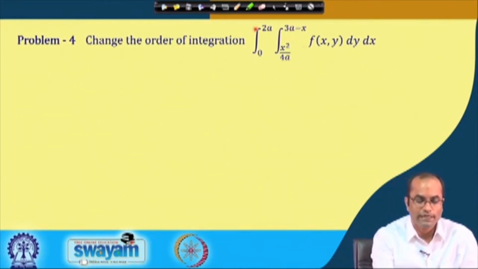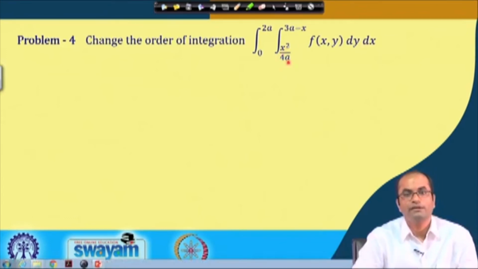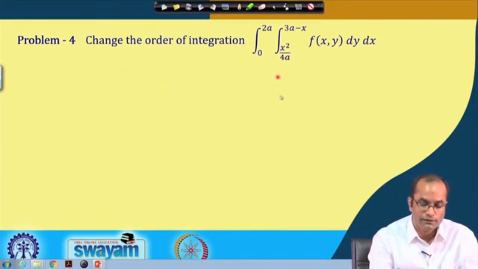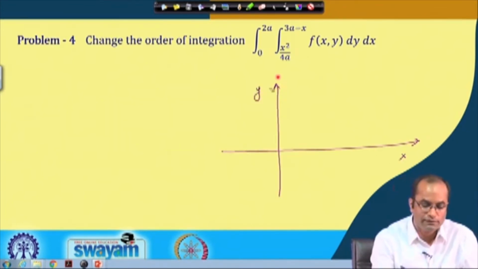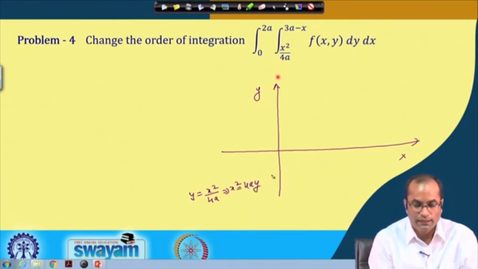So, again we want to change the order of integration, and our limits for y go from x square over 4a to 3a minus x. So, again we need to draw the region here. We have the x axis, and then the y axis. So, y goes from x square over 4a, or x square is equal to 4ay, and then the upper limit is 3a minus x. So, this is the line here.